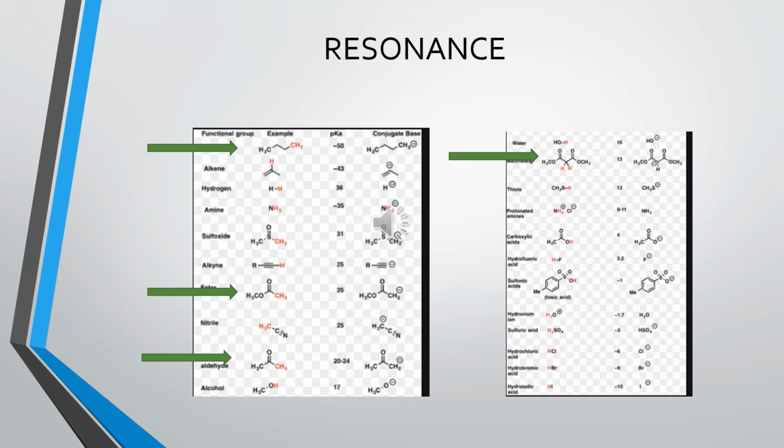You go from a pKa of 50 to 25, and this is largely due to the fact that the conjugate base of methyl acetate, and you can see which hydrogens are being removed there in red, and that conjugate base is resonance stabilized by that carbonyl group.